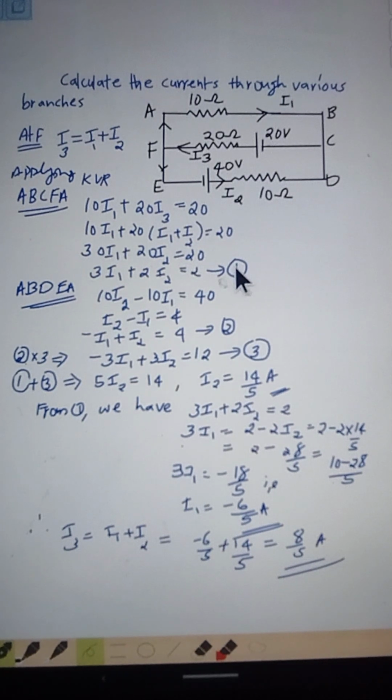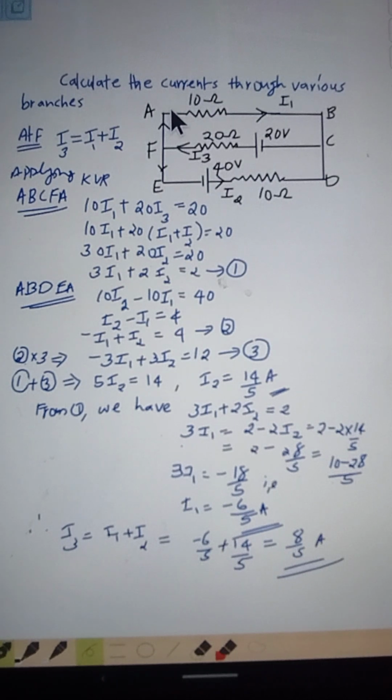Now applying Kirchhoff's voltage rule again, but to the loop A, B, D, E, A. And here, what is the cell connected? That is 40 volt. EMF is 40 volt. According to this rule, the sum of potentials should be equal to the EMF of the cell in that loop. EMF is 40.